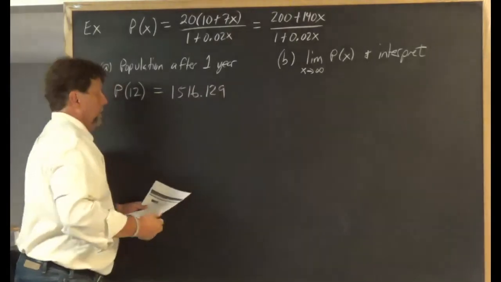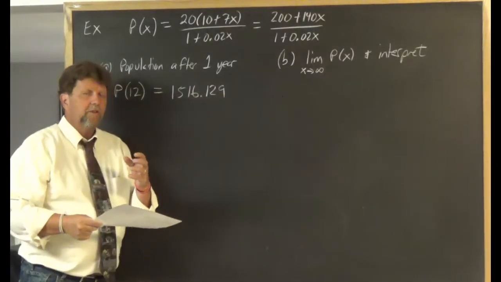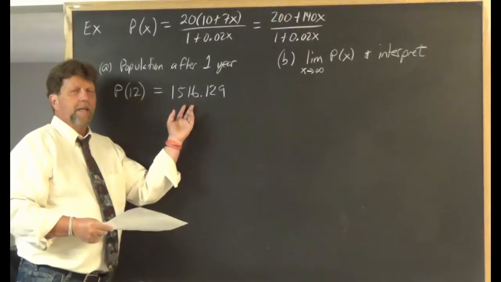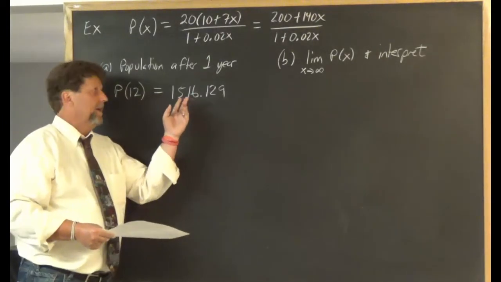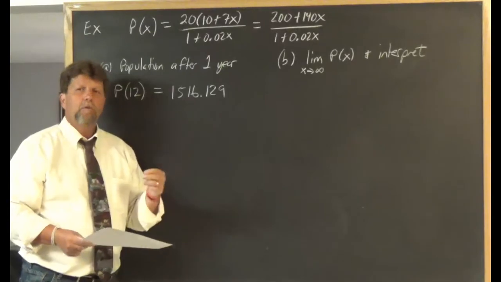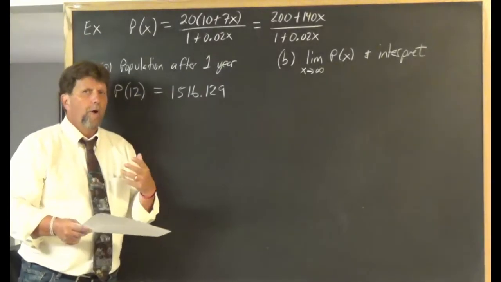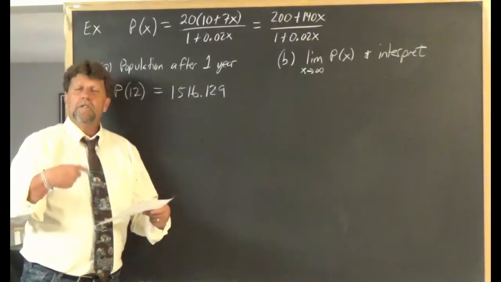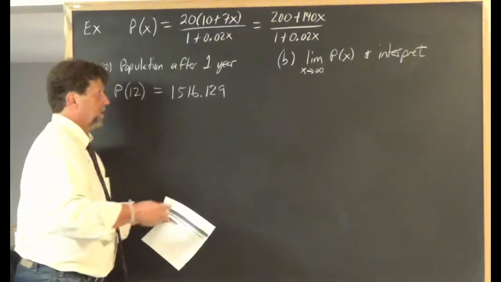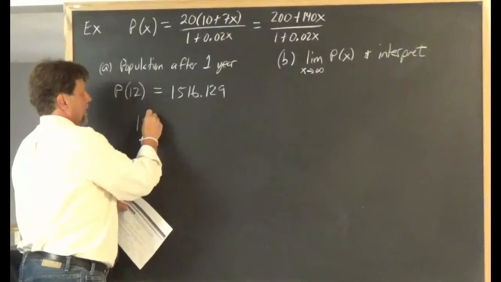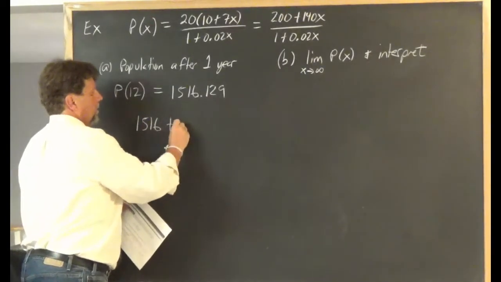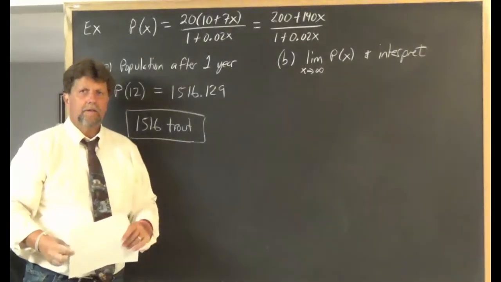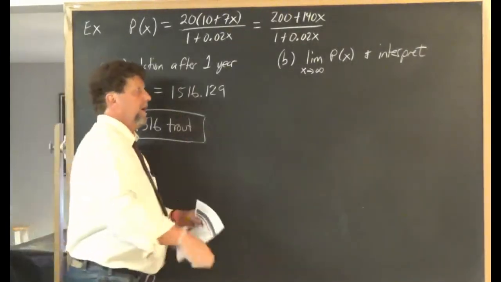1516.129. Okay, but folks, we are talking about trout. Don't say the population of trout after 1 year is 1516.129. I don't know what 0.129 of a trout looks like. So let's just round it to the nearest whole number. And let's just say the population after 1 year was 1,516 trout.